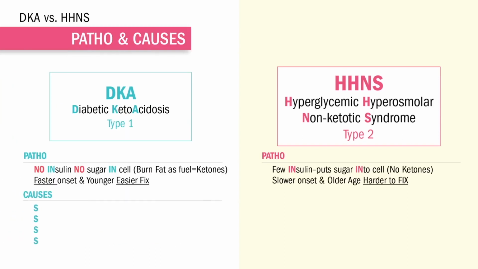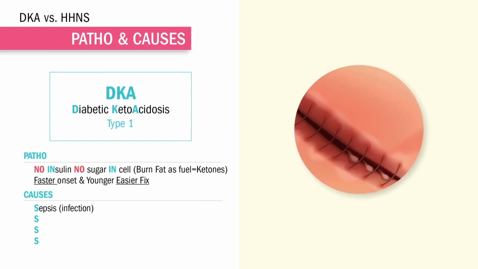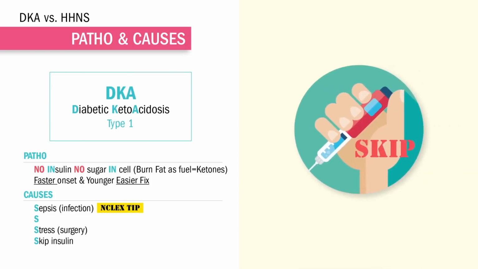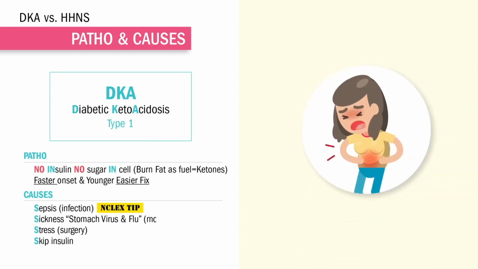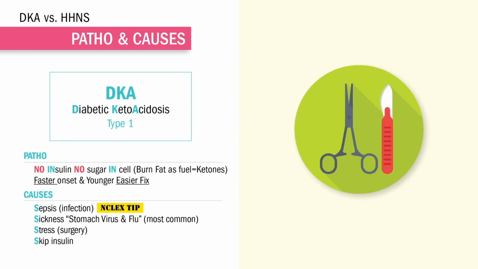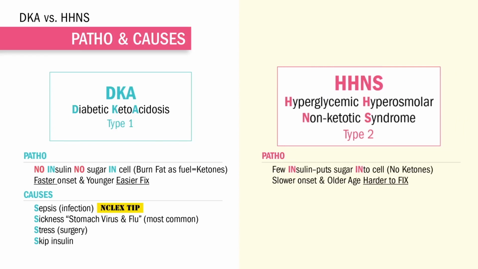Now for the causes of DKA, remember the 3 S's, like high sugar. So sepsis, like infection, guys, always an NCLEX favorite. The number one cause of DKA is infection. Second S is for stress, like surgeries or even skipping insulin. Guys, kids with type 1 will get the flu or an infection and then boom, end up in DKA. Or they'll go to surgery without increasing their insulin dose and then bam, DKA. And similarly, on the other side, older patients in HHNS are commonly affected by illness and infections.